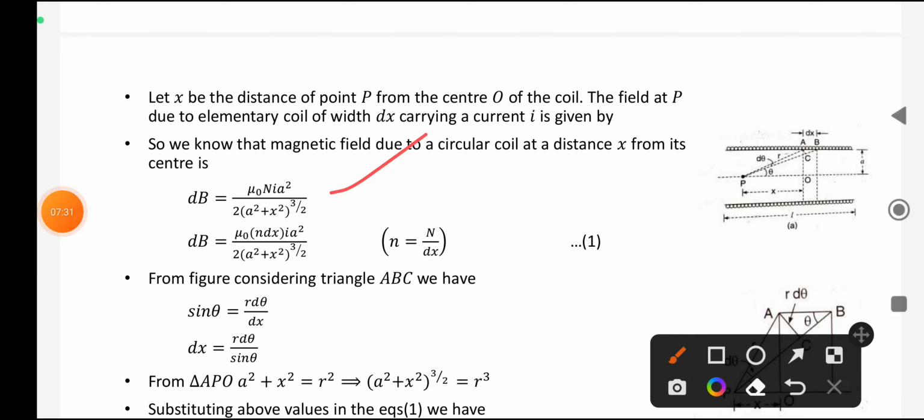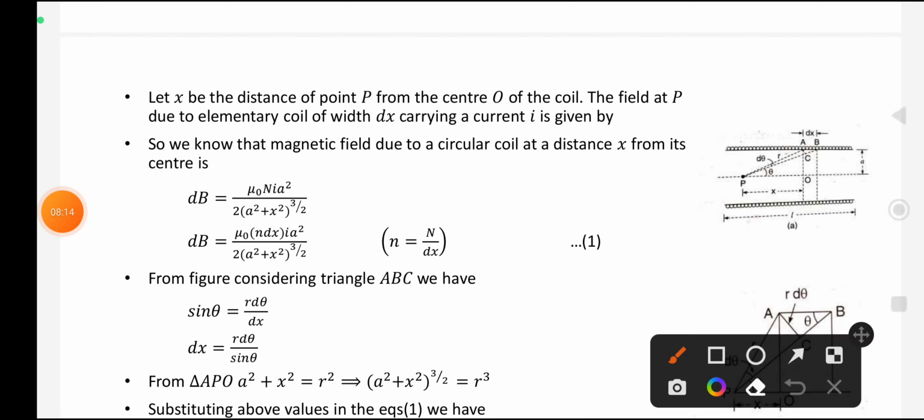That is dB. It is derived with the help of the Biot-Savart law only, not with Ampere's law. Don't forget it. dB is equal to mu naught N I a squared by 2 times (a squared plus x squared) to the power 3 by 2, where a is the radius, x is the distance from the center to point P, and capital N is the number of turns in the solenoid. Mu naught is a constant.